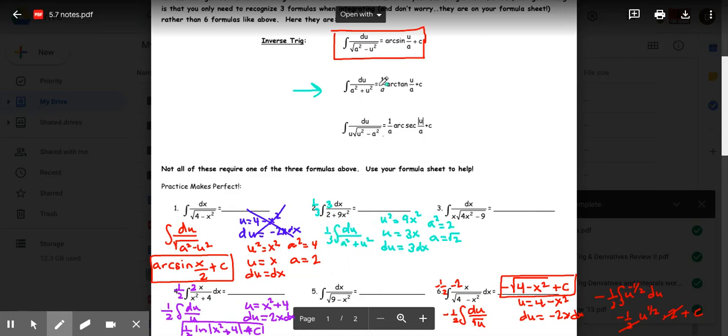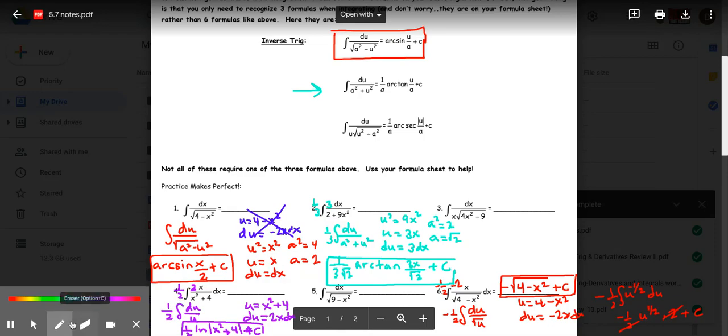And that integrates to 1 over a. So it'd be 1 over 3 times 1 over a. So it'd be 1 over root 2. So out in front you have 1 over 3 root 2. Arctangent of u, which is 3x, over a, which is root 2, plus c. And we're going to let you leave it with the square root in the denominator at this point, so you don't have to rationalize anymore.